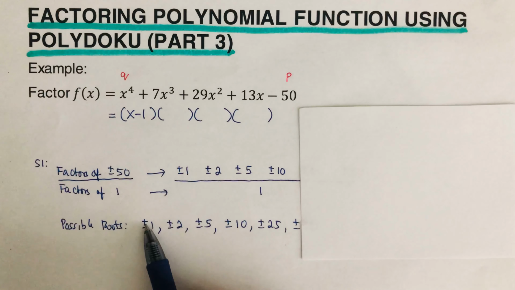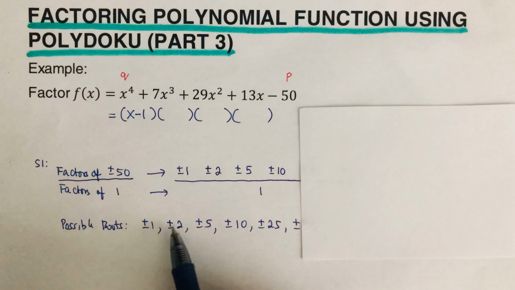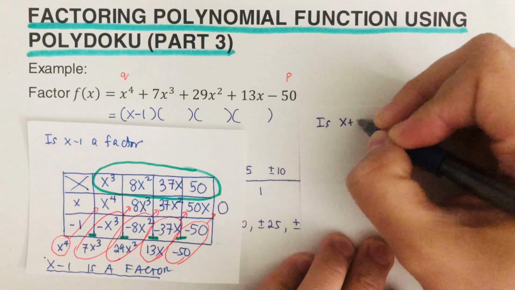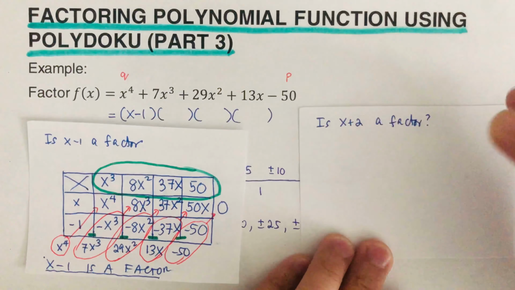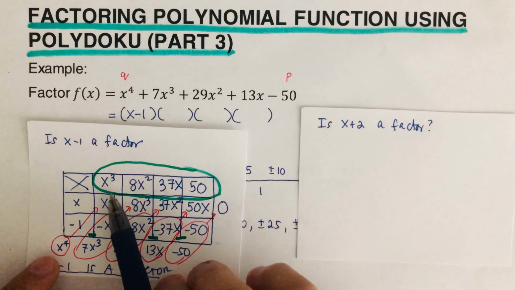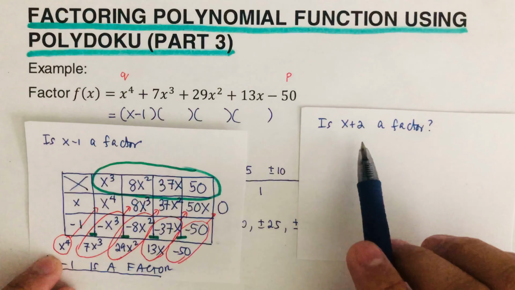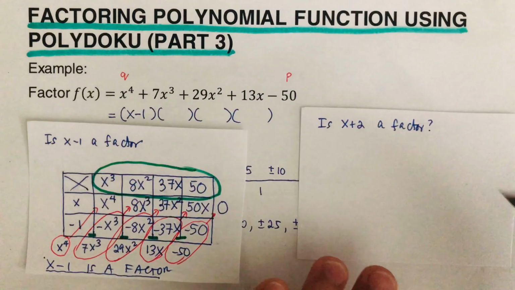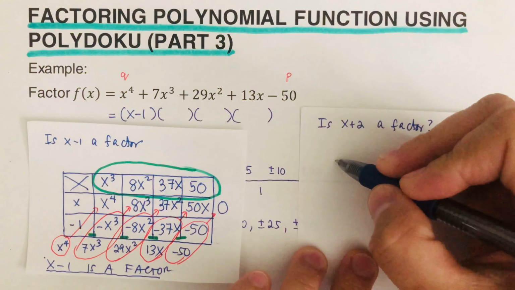So we did the x plus 1 and x minus 1. So we're moving to x plus 2. So we're going to test it. So the one that we're going to use now, since we already have found a factor, is this one. So we're going to use this in testing for x plus 2. So there are 1, 2, 3, 4. So that means I'm going to make 5 vertical lines.